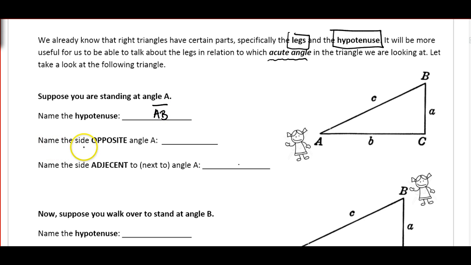And then we want to name the side opposite angle A. So if I'm at angle A, the side opposite it is clear across BC. Okay, and now we want the side that's adjacent to. Adjacent means next to. And that's going to be this side right here. Let's put my segment symbol over there, which is just the letters of the triangle that are on each side.